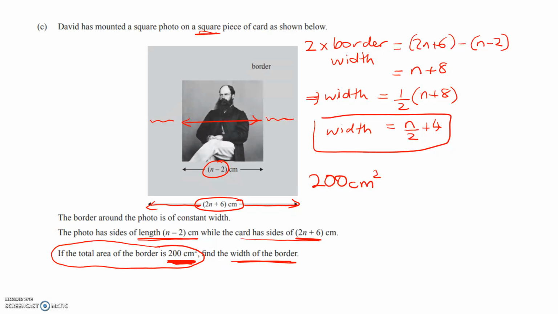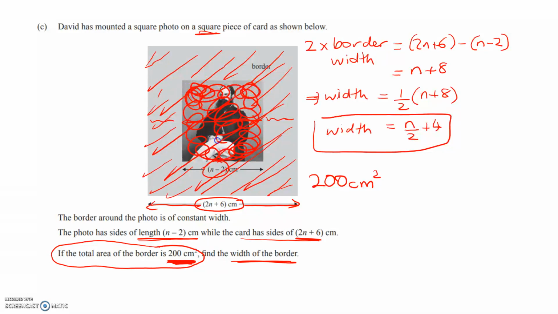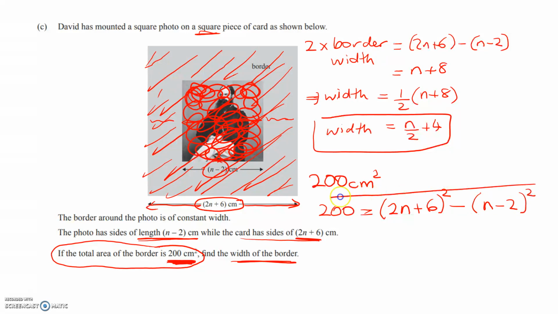There are some hard ways to do this, and there's a really easy way to do it, which is to say, well, if the area of the border is 200 centimetres squared, all that is the area of the whole thing. Oh, what a big mess I'm making. There we are, the area of the whole thing. And now I want to change my pen colour, but that might be too much. So take away the area of the photo, right? So the border is the leftover bit. And we know that it's 200. So what's the area of the whole thing? Well, it's a square with this area, 2n plus 6 squared. Take away the area of the photo, which is n minus 2 squared. So all we have left to do now is to expand this and then solve.